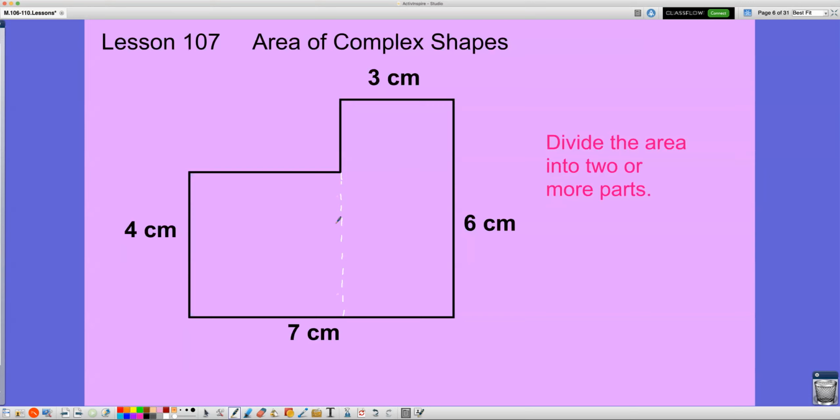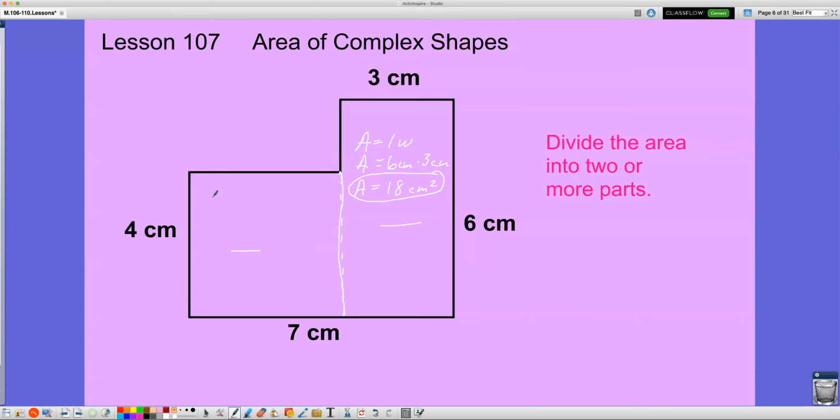If I'm going to go with this vertical space, I'm going to make this space here and this space here two different rectangles. The area of this one is length times width, which in this case is 6 centimeters times 3 centimeters, and that's 18 centimeters squared. So I know this space right here is 18 centimeters squared.